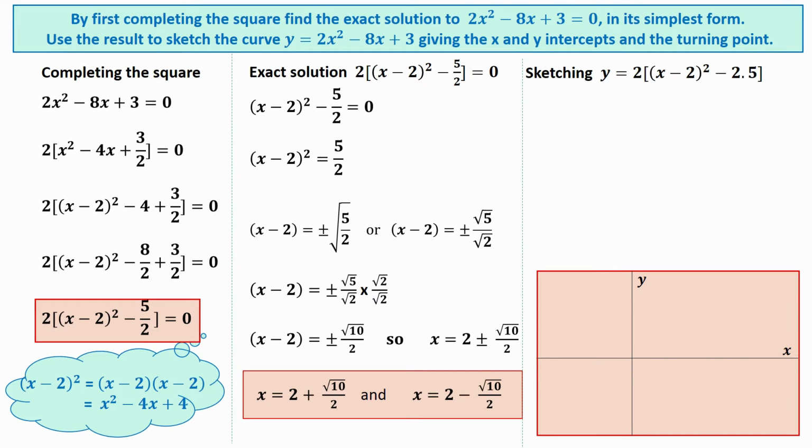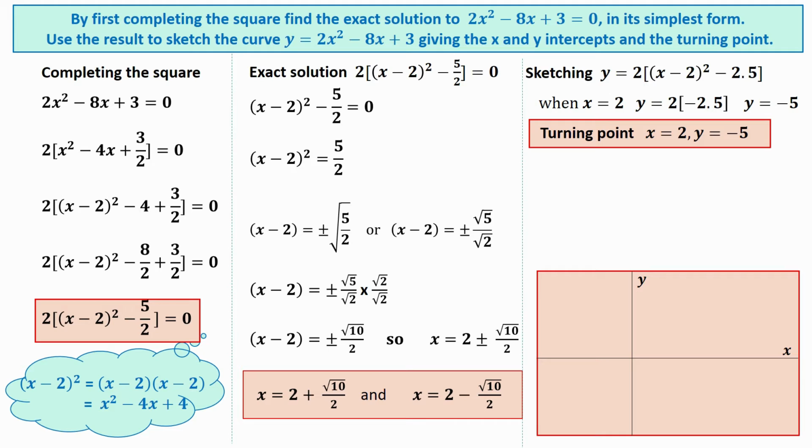Now to sketch the equation. Using the completed square form and writing 5 over 2 as 2.5. When x equals 2, the bracket becomes 0, leaving 2 times negative 2.5, which is negative 5. So y equals negative 5. This is a minimum turning point because for any other value of x, the bracket squared is positive, so the value of y will always increase.